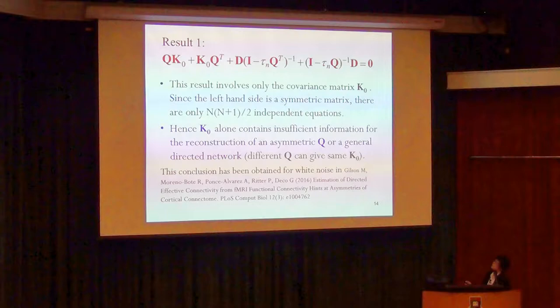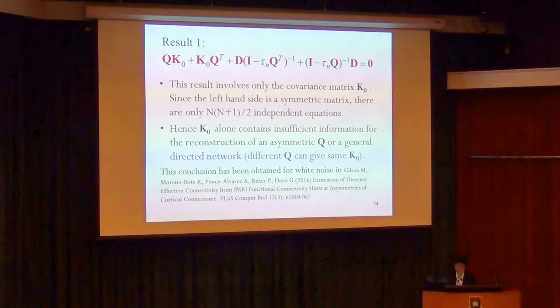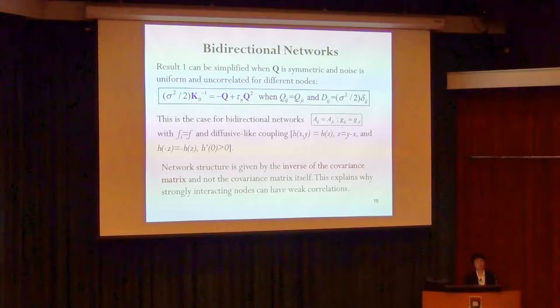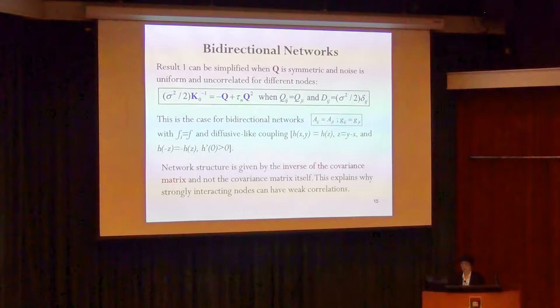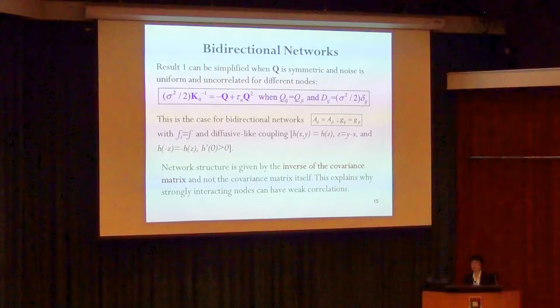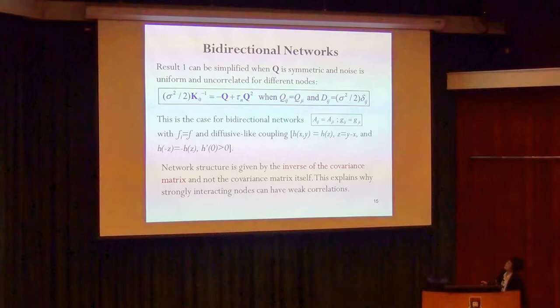So that's the first thing. Suppose we can use K0: for a general network, the adjacency matrix is asymmetric, so K0 does not contain enough information. You would think that in a simpler case, when we have a bidirectional network, when the adjacency matrix is indeed symmetric, maybe we have hope to use K0 alone. It turns out that the answer is actually close. If we have the simpler case of a bidirectional network, that is when Q is symmetric, and also when the noise has a simple form, this noise matrix is the delta function.